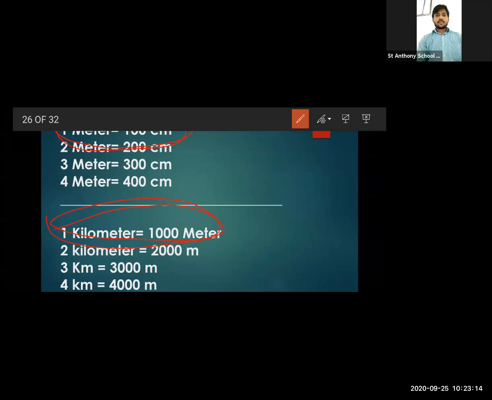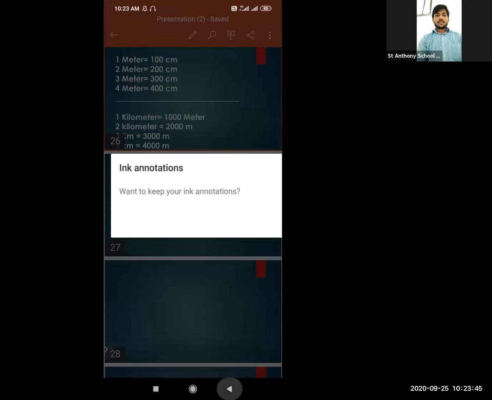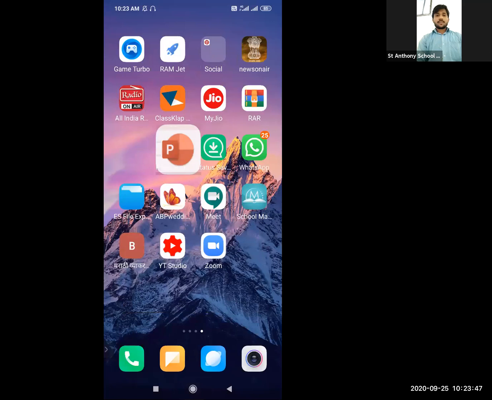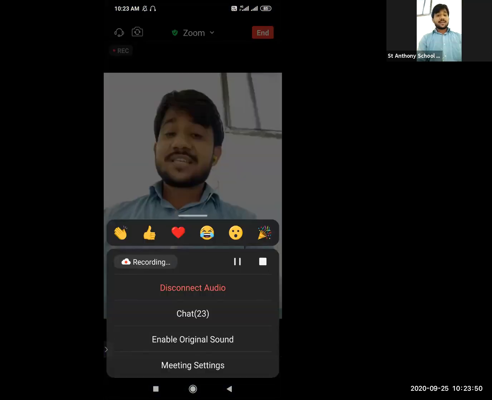2 kilometer is equal to 2000 meter. 3 kilometer is equal to 3000 meter. And 4 kilometer is equal to 4000 meter. Okay, can you tell me, 7 kilometer is equal to how many meters? Yes, now respond in the chat box. 7 kilometer is equal to how many meters?